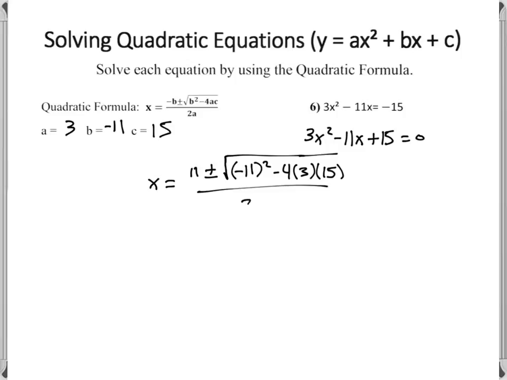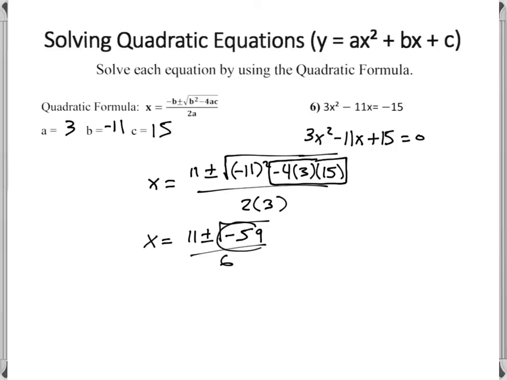over 2 times 3. As we go to simplify what's underneath the radical, we recognize something, that this half of what's underneath our radical is negative, and it happens to be larger than our b squared value. So what happens is we get x equals 11 plus or minus the square root of negative 59 over 6. Well, as of right now, we don't know how to take the square root of a negative number, so this problem has no real solutions. And we're done.